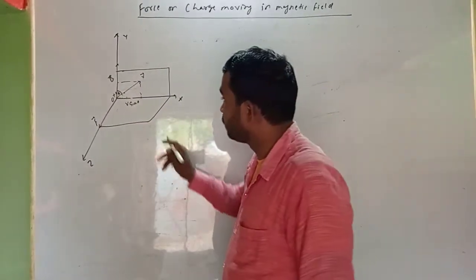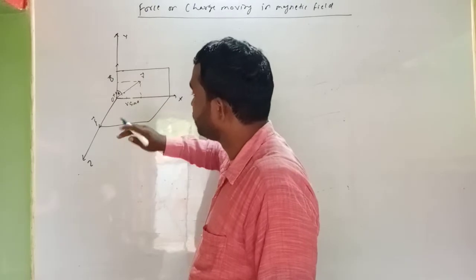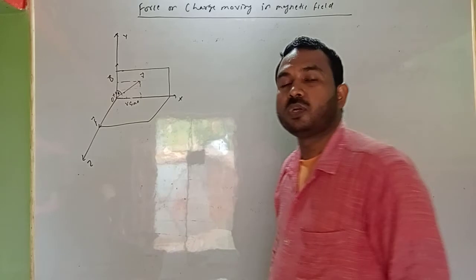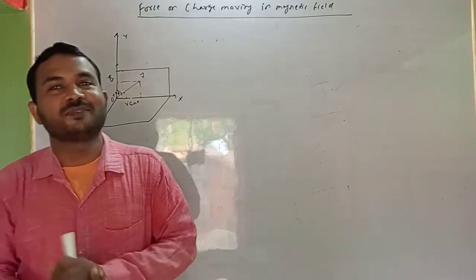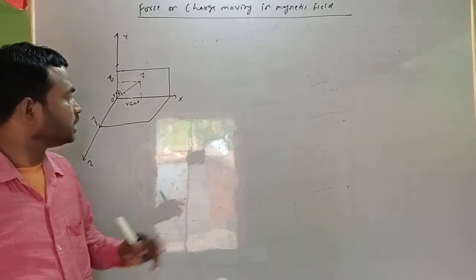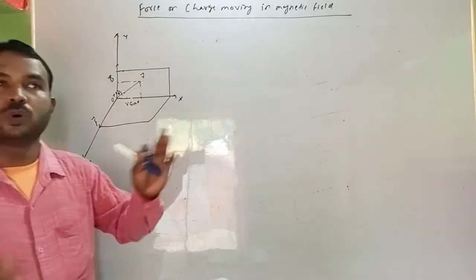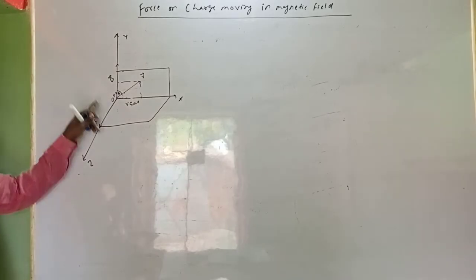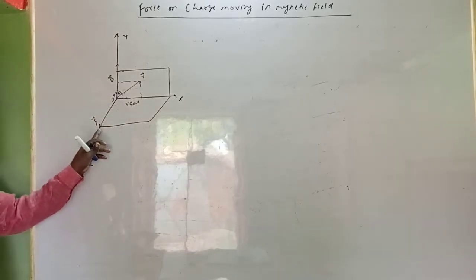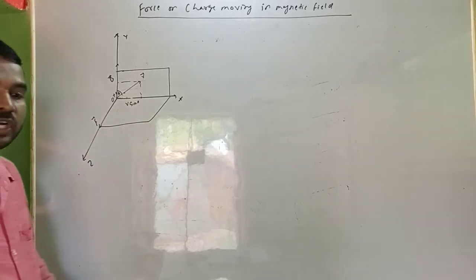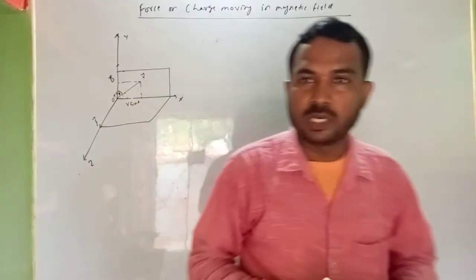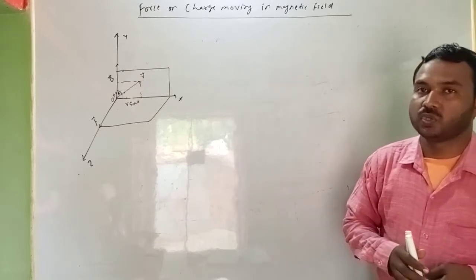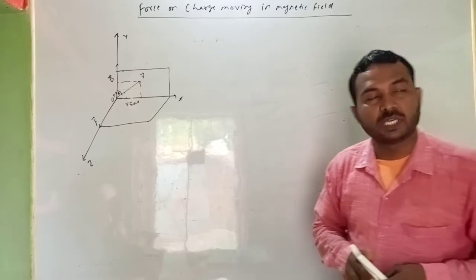So whenever the charge moves in a magnetic field, a force will be experienced and it will depend on the following factors. So what are the factors? First, the force will be directly proportional to the strength of the magnetic field. It will also depend on the components of velocity, and one more is the charge, because the force depends on the charge also. So these are the factors that we can write.